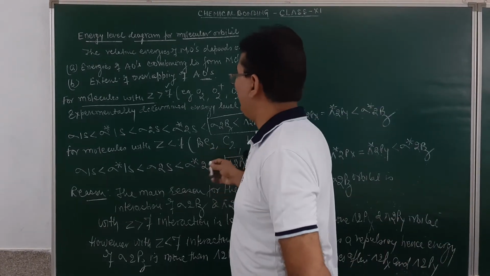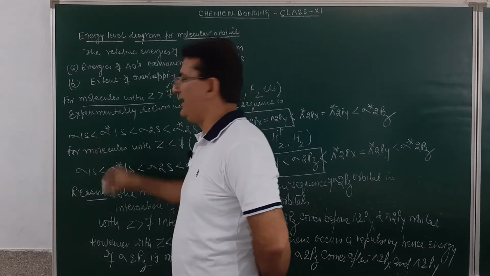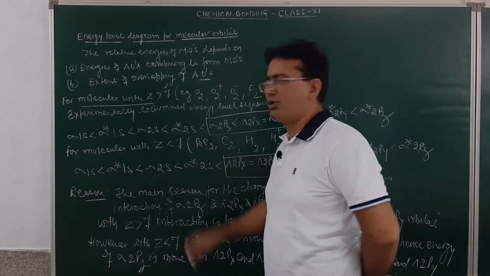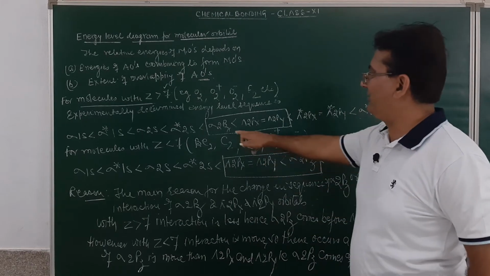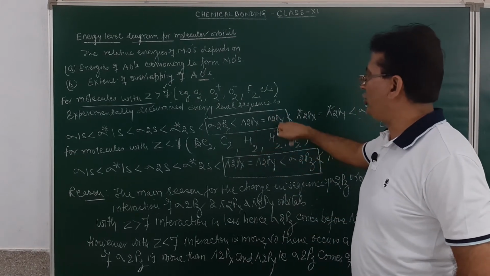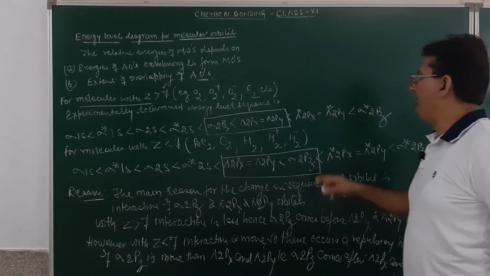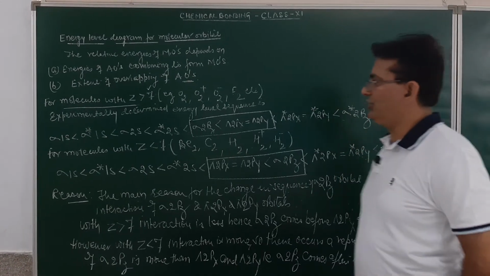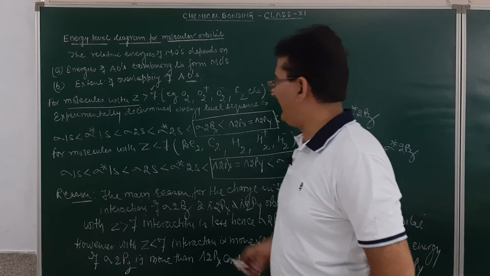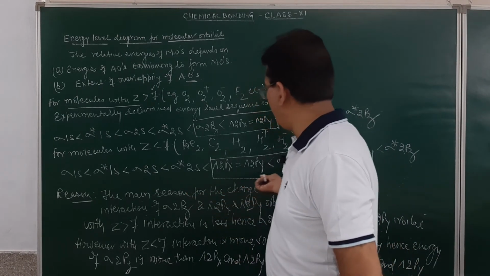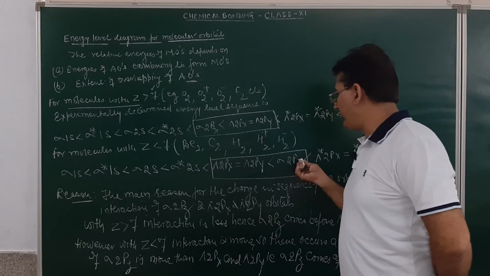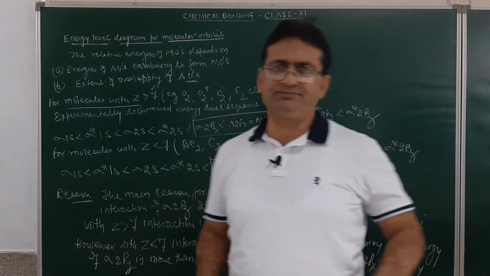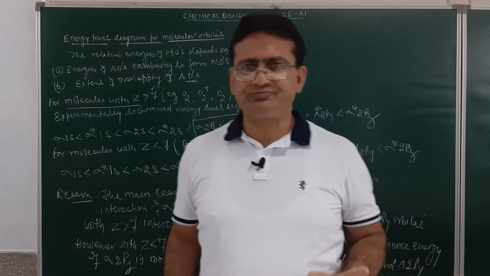For Z greater than 7, sigma 1s is less than sigma antibonding 1s, sigma 2s is less than sigma antibonding 2s, which will be less than sigma 2pz, less than pi 2px and pi 2py, which will be less than pi antibonding 2px 2py, which will be less than sigma antibonding 2pz. And for Z less than 7, the only point of difference is sigma 2pz comes after pi 2px and pi 2py.